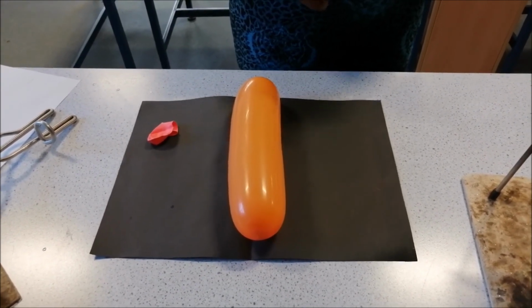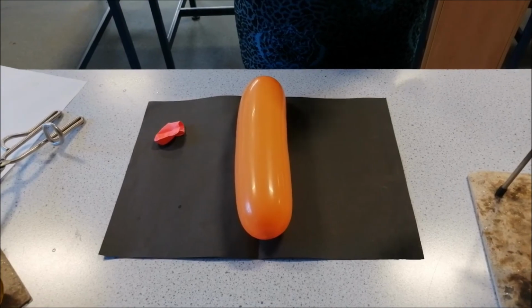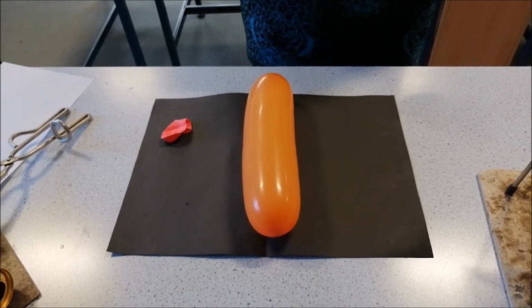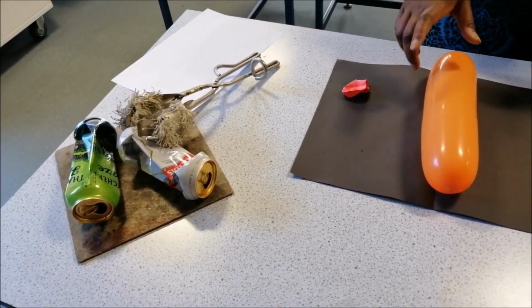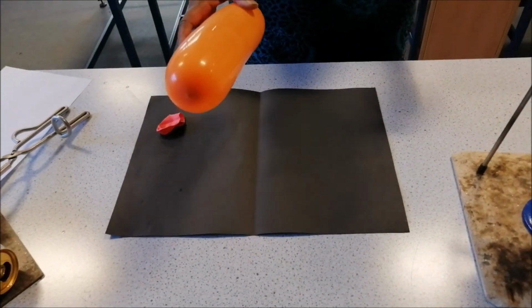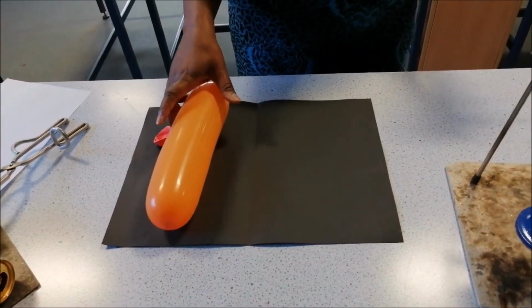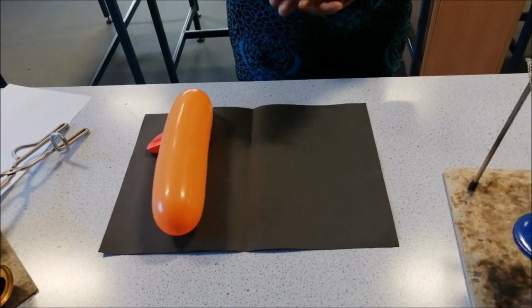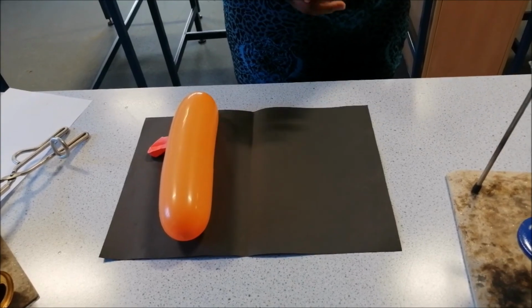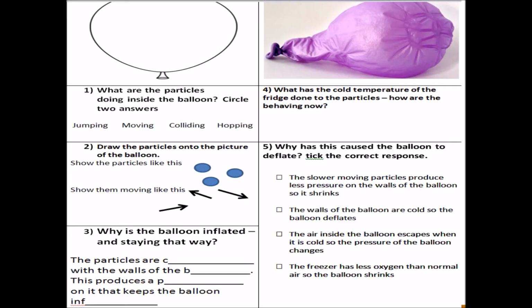So two things you need to do. The collapsing can experiment, why did it collapse, as the cans that we can see? And the second one, what is the difference between the two balloons, one in the freezer and one at normal temperature? Can you send your answers in? Thank you. I would like you to pause the video now and complete the task on your screen.